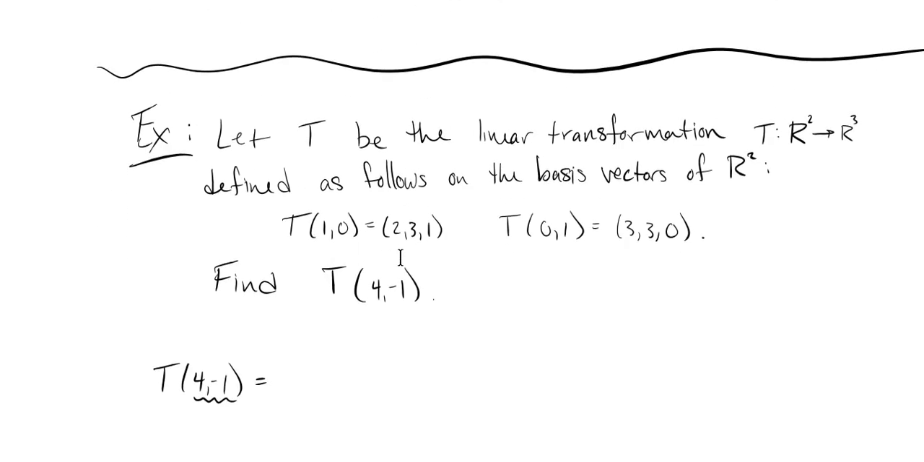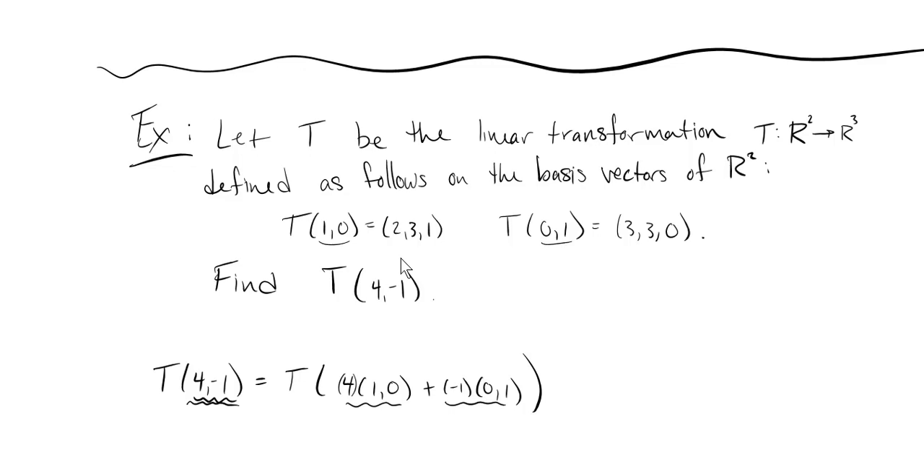So this is easy here. I'm just expressing (4, -1) in terms of the standard basis vectors. That's 4 times (1, 0) plus negative 1 times (0, 1). I have just broken down (4, -1) into a linear combination of those basis vectors that we were given the effect of T on.